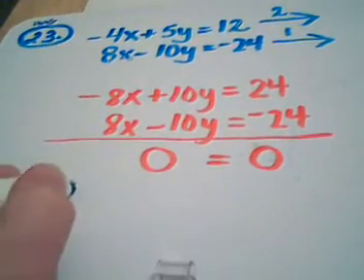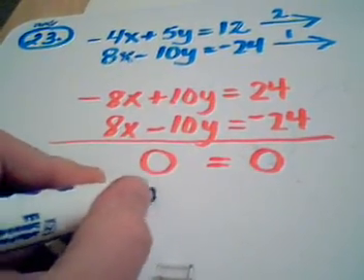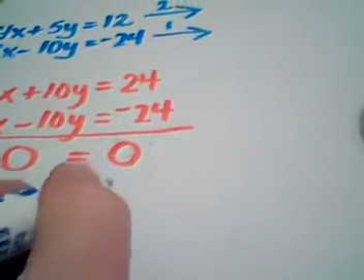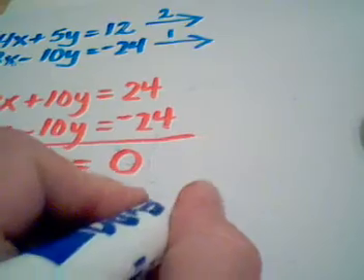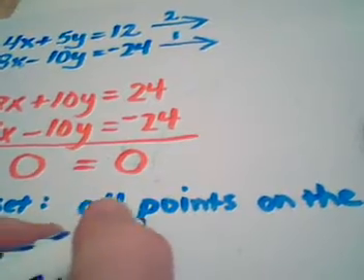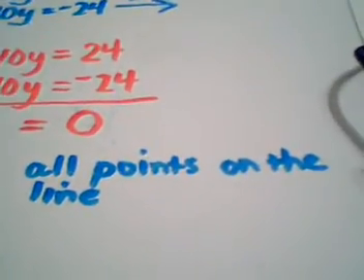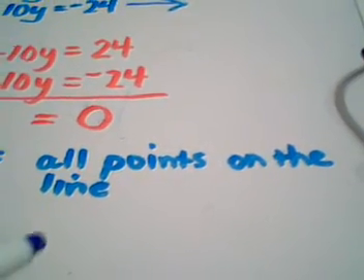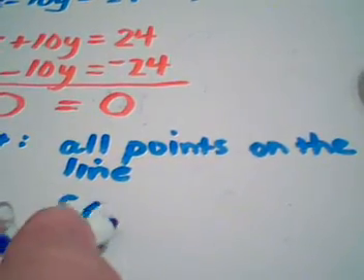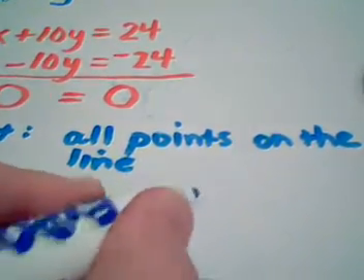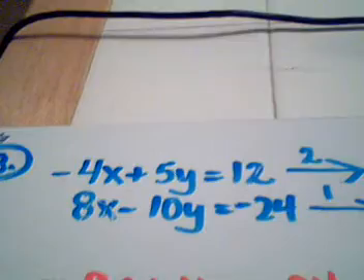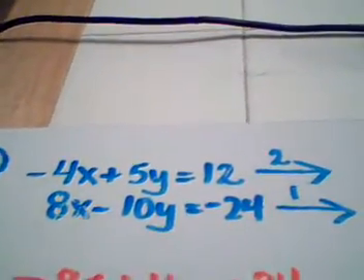The solution set here can be written in a couple ways. One way to write the solution set is all points on the line. Okay? That's how to write it in English. All points on the line. Another way to write the solution set is using set builder notation. The answer is the set of all ordered pairs such that, okay, and then we could go to either one of the two original equations. Let's take the top one.